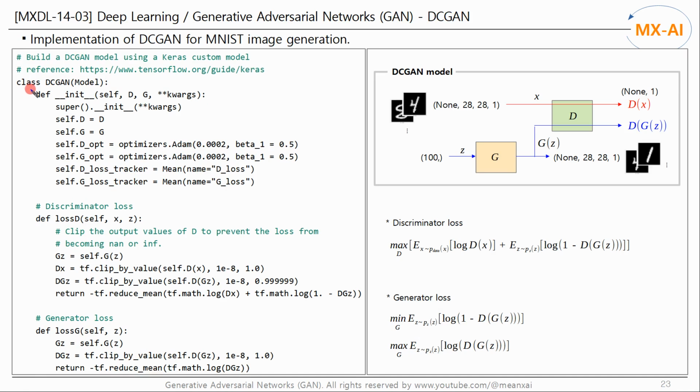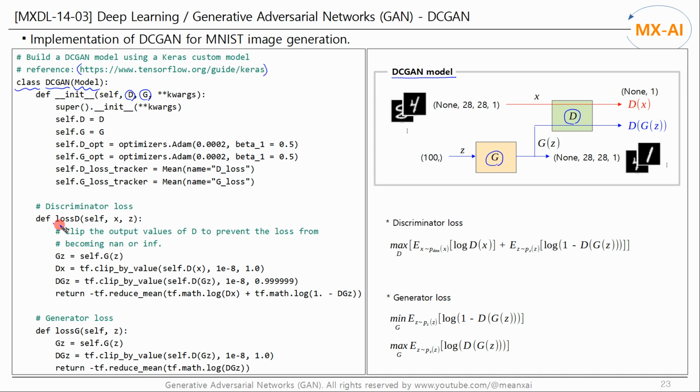Next, we write a class that creates a DCGAN model. This class takes a discriminator and a generator as input. The DCGAN model includes a discriminator and a generator model. This is a custom model created by subclassing Keras model. This class is almost identical to the one we used in the last video. For more information about Keras custom model, please refer to this site.